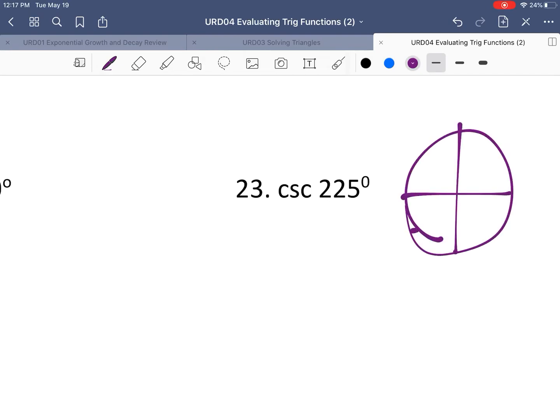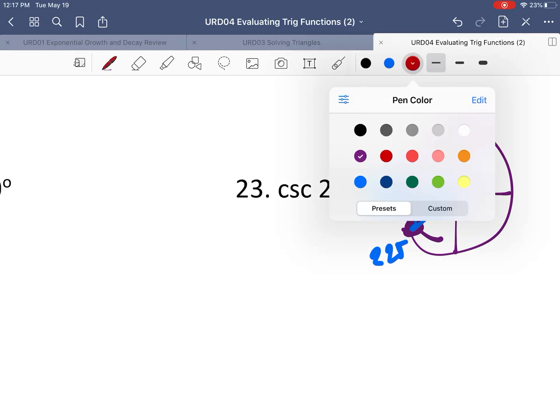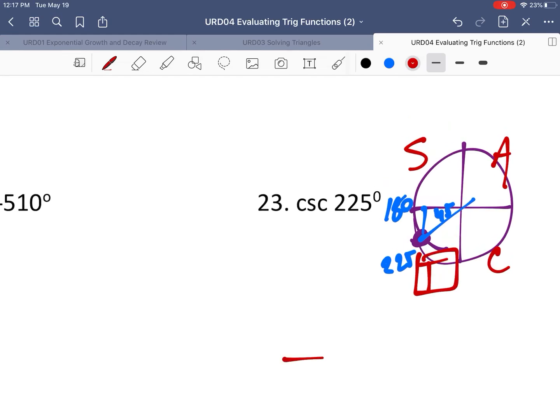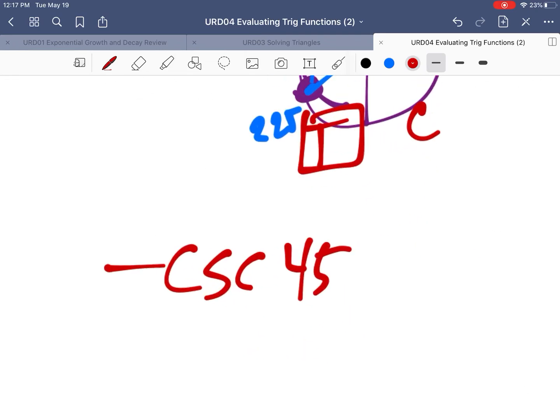So for number 23, I would look at the graph, and 225 degrees is somewhere over here. So it's not a quadrantal angle. So we're going to have a reference angle here between 225 and 180. So this measurement is 45 degrees. So this is the same thing as, and we need to know the sign of the value in this quadrant. So all students take calculus. T goes with tangent and cotangent. So this is going to be negative cosecant of 45 degrees.